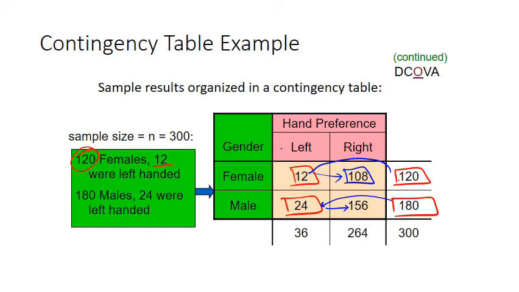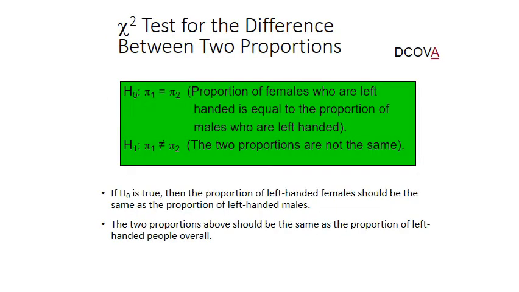So 24 plus 12, this is the total of this column, this is the total of this column, this is the total of this row, this is the total of this row, and this is the grand total. Either you take the sum from this side or this side, it would be the same. So these are called observed frequencies.